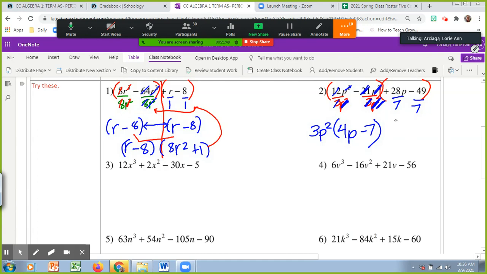Okay, so the GCF is 7. I'm going to put 7 like that. Okay, then divide. 28 divided by 7, bring down the p, so 4p. And then 49 divided by 7, I'm hungry, I haven't eaten anything. Okay, 4p minus 7. There you go.